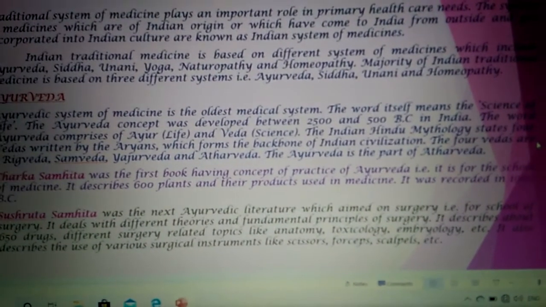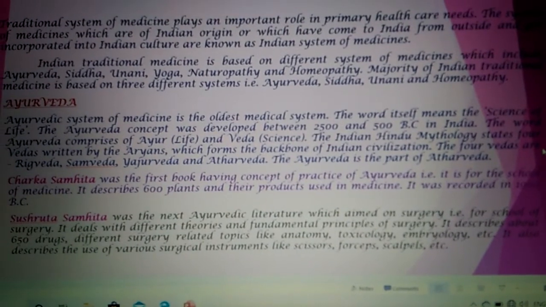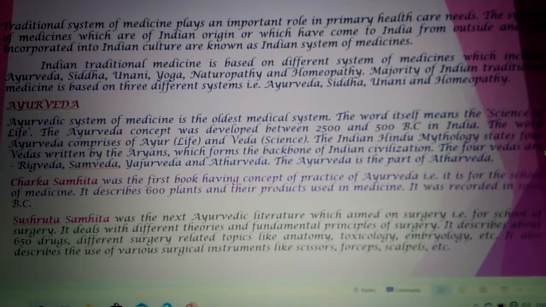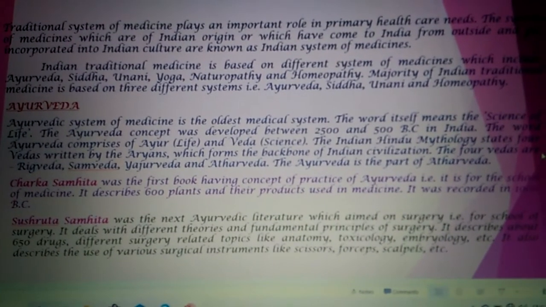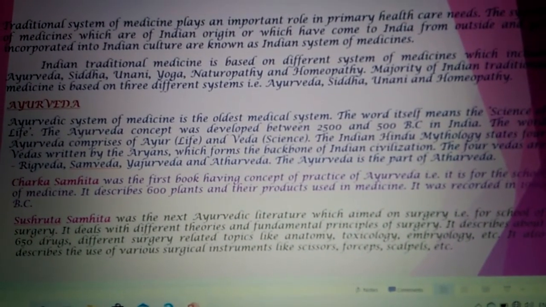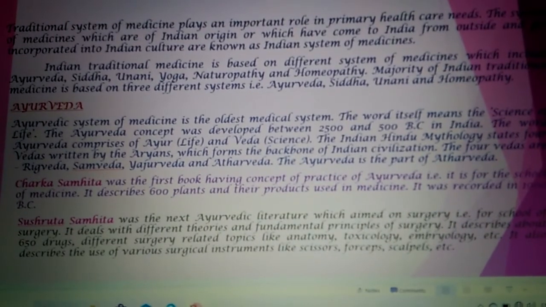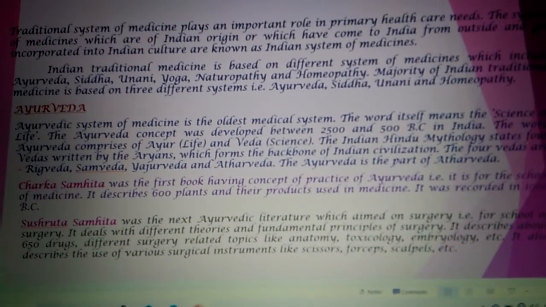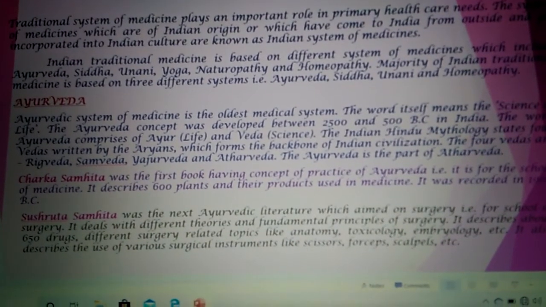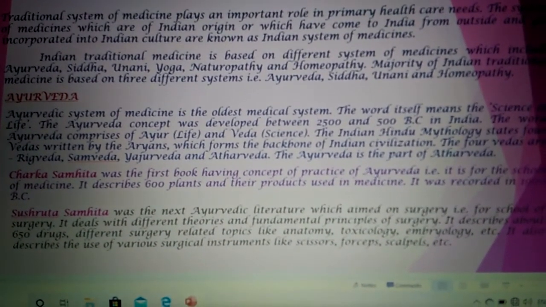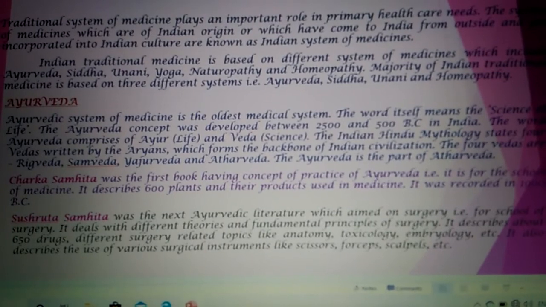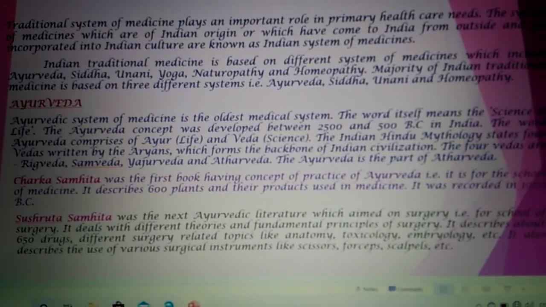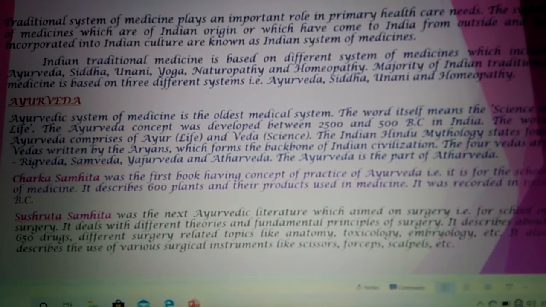The word Ayurveda consists of two words, Ayur and Veda, where Ayur means life and Veda means science. According to Hindu mythology, there are 4 Vedas which were written by the Aryans, and they form the backbone of Indian civilization. The 4 Vedas are Rig Veda, Samaveda, Yajur Veda and Atharva Veda. And Ayurveda is a part of Atharva Veda.